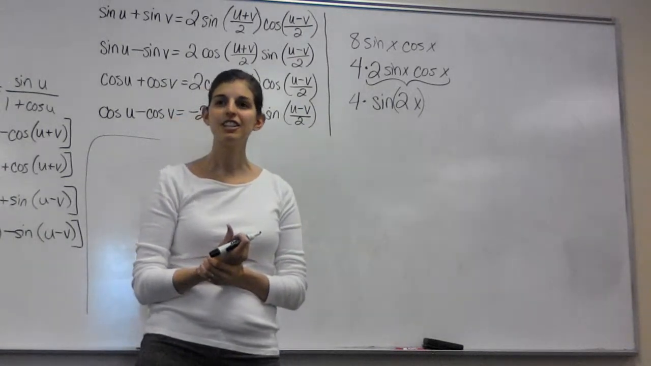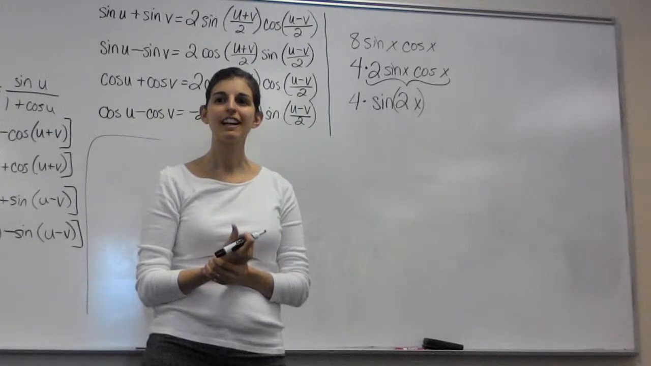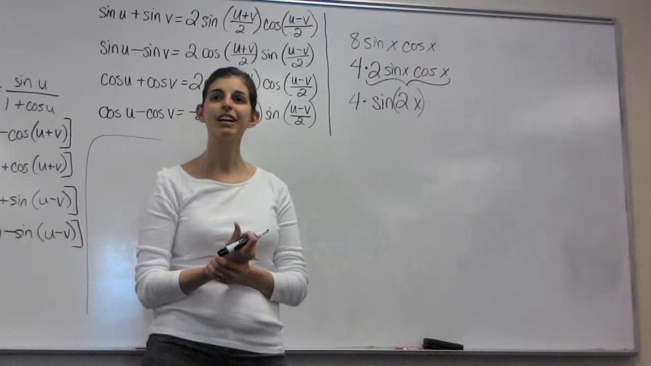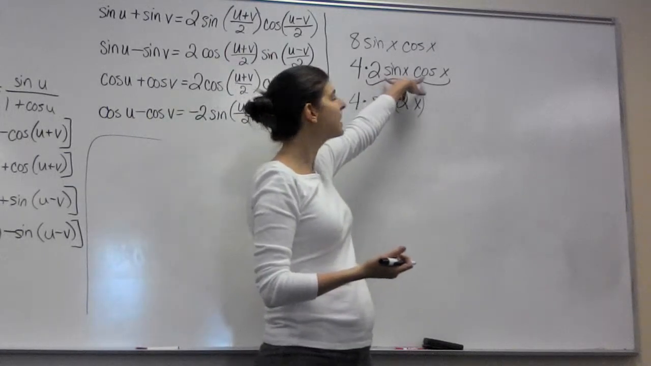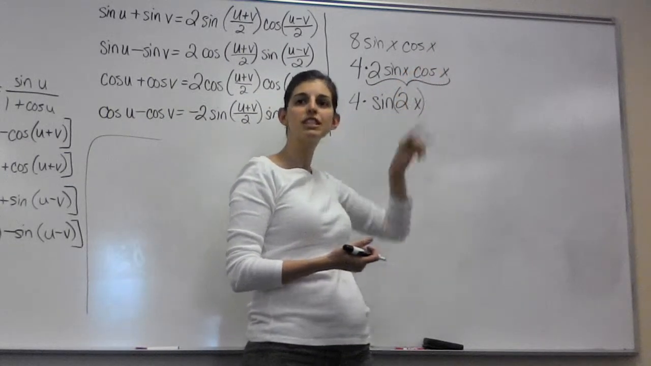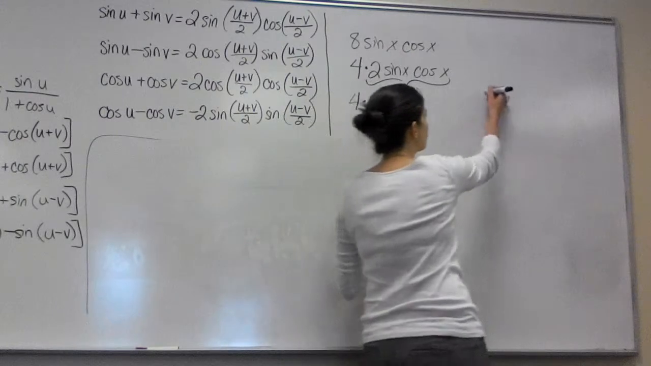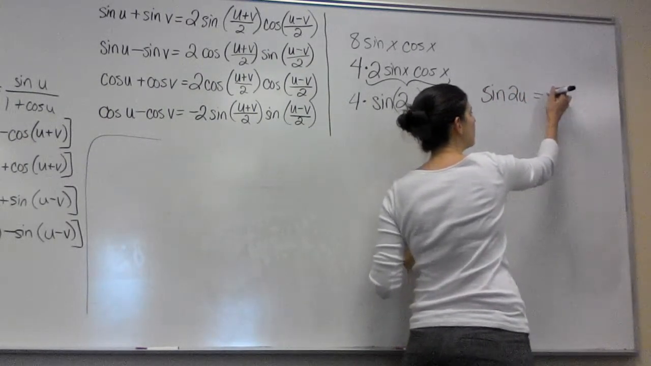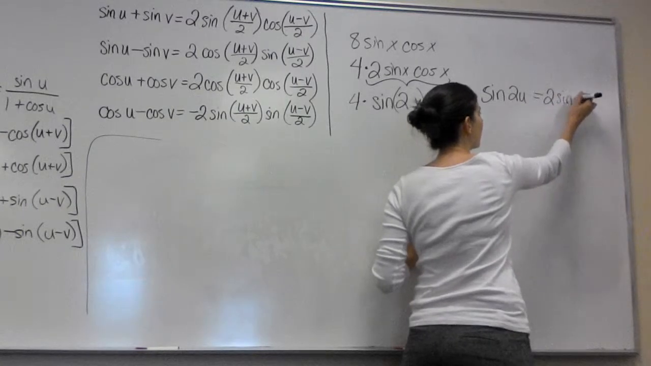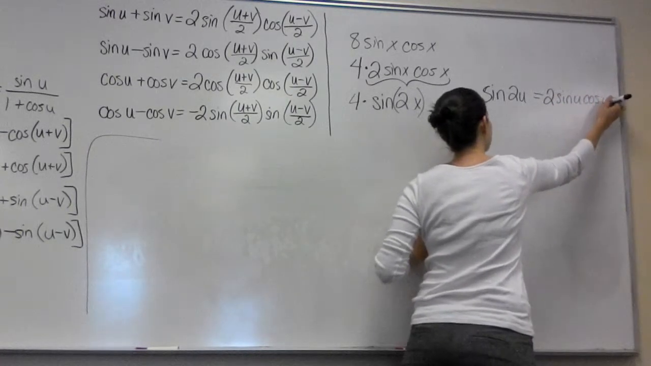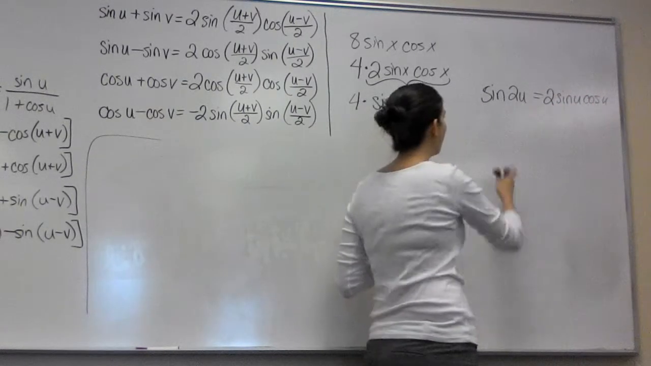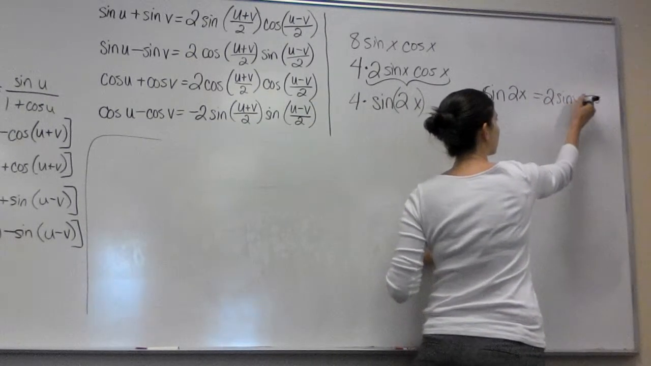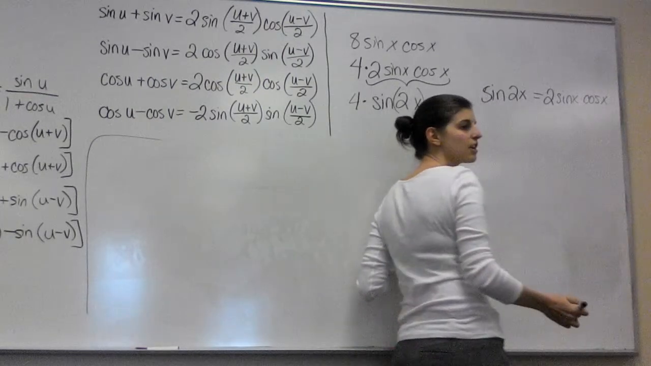Why'd you take the cosine out? Because this whole thing together is equal to sine of 2u. You have sine of 2u is equal to 2 sine u cosine u. But u is really x. Well, I can change that to x's. It doesn't matter, it's just a variable. It's just an angle.